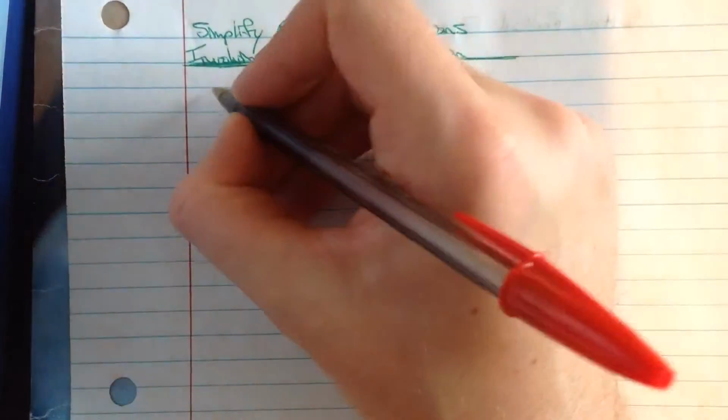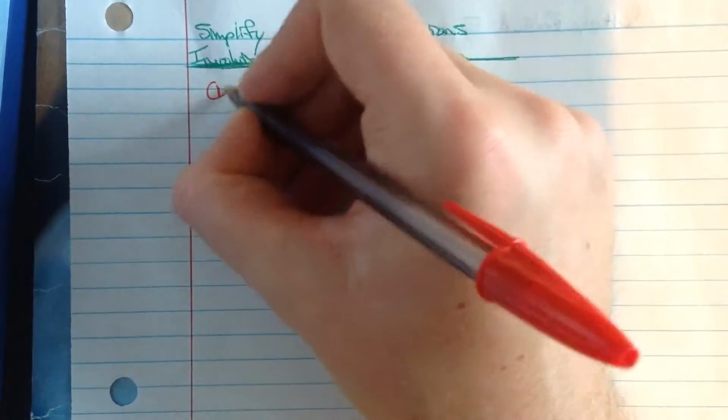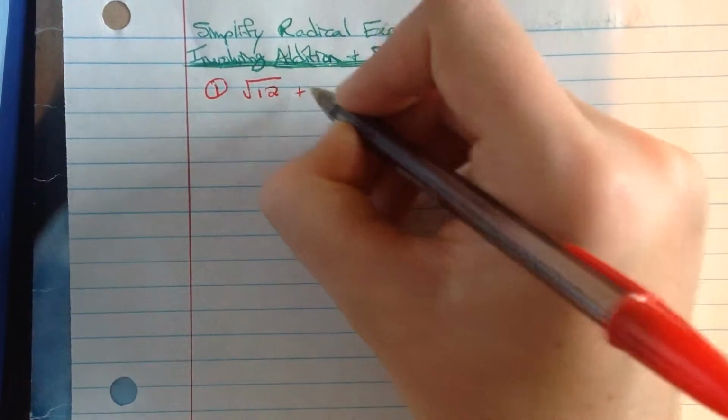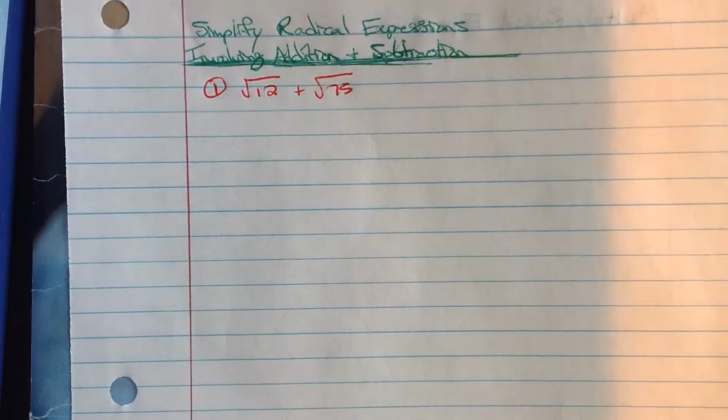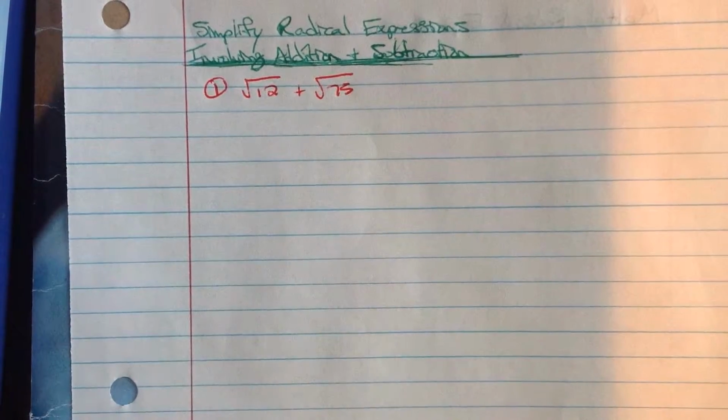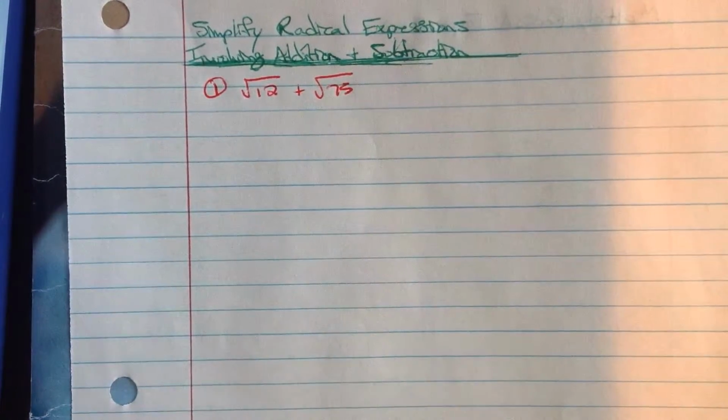Simplify radical expressions involving addition and subtraction. So, square root of 12 plus square root of 75. First we need to simplify each piece because we can't do what we do with multiplication. We can't just combine the two things inside. It's not 75 plus 12 is 87, square root of 87. It doesn't work that way.